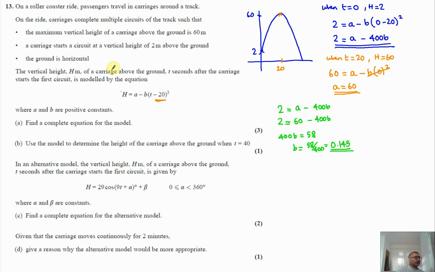And now we know those two, we can rewrite our equation. Therefore, h equals 60 minus 0.145 times t minus 20 squared.